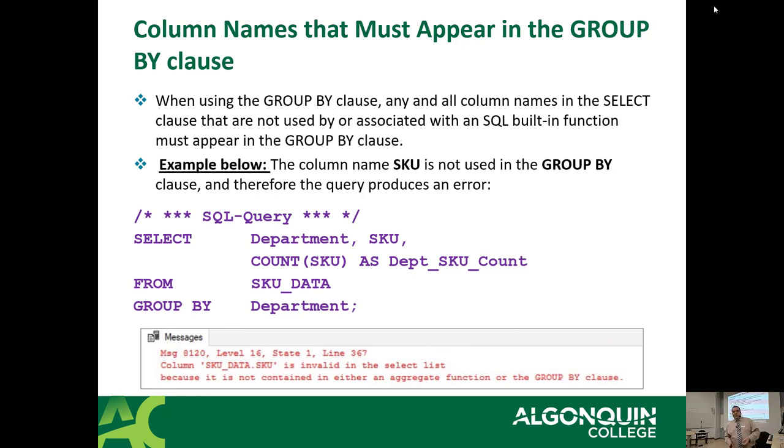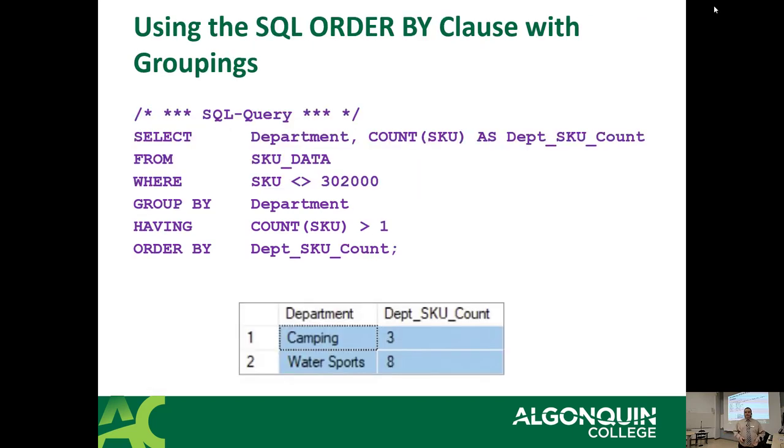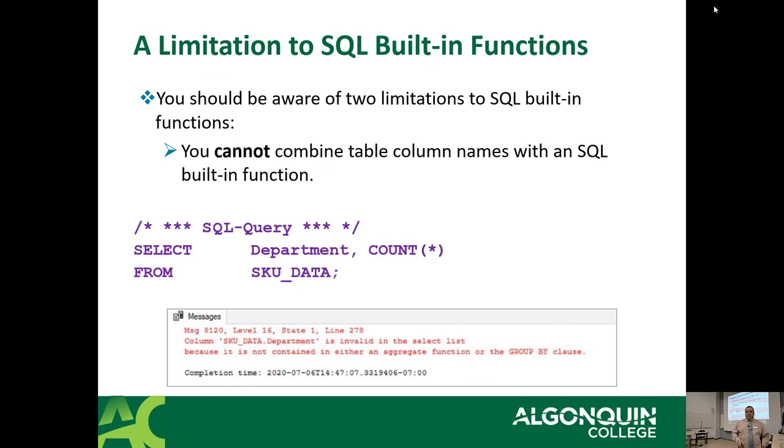If you include a column name that is not in an aggregate and you don't do a group by, it's going to blow up. And order by does the exact same thing as it would before. It makes absolutely no difference. You can sort by the aggregate function, you can sort by the alias. It's all cool. Okay, which brings me to the having clause.